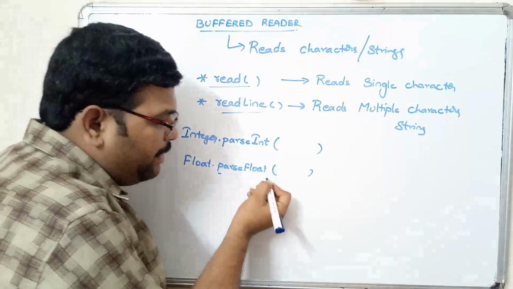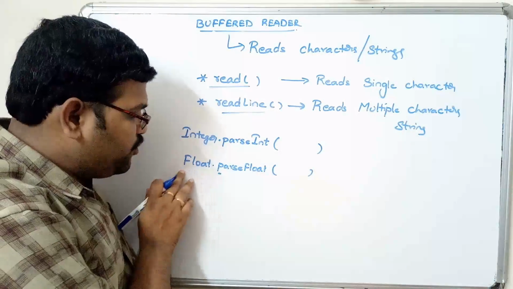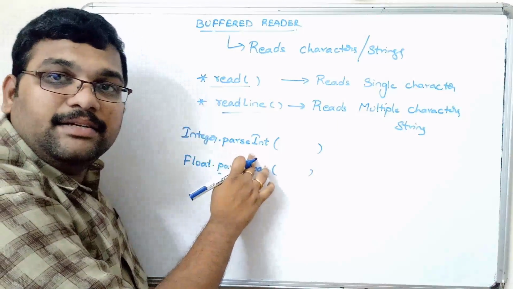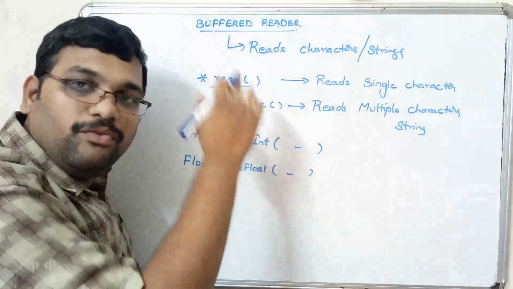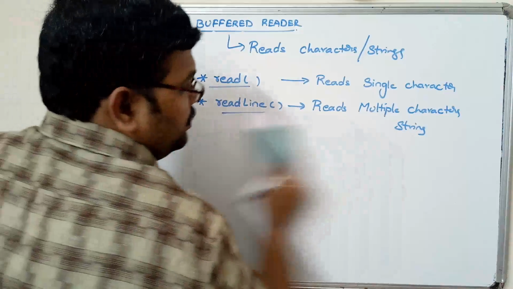In order to implement this method, we have to access this method by using the class name. So Float.parseFloat, Integer.parseInt, and here we have to access the read or readLine methods. So we'll write a program so that you can understand.